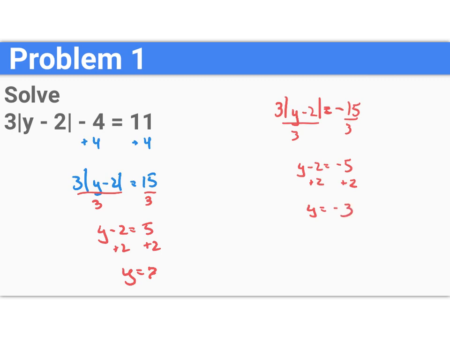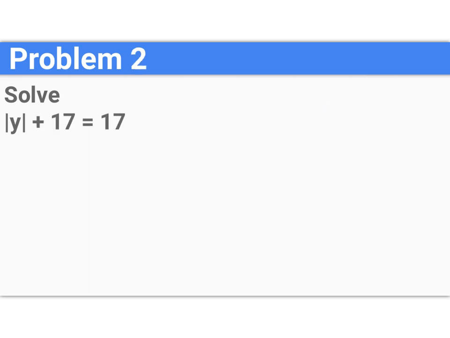Negative 3 minus 2 is negative 5, but the absolute value of negative 5 is positive 5. 3 times 5 gives you 15 minus 4, which gives you 11. So this works. And you ought to check your work. Minus 17, so y equals 0. And that makes sense. 0 plus 17, 0 plus any number will give you the same number. That's the identity property of addition.